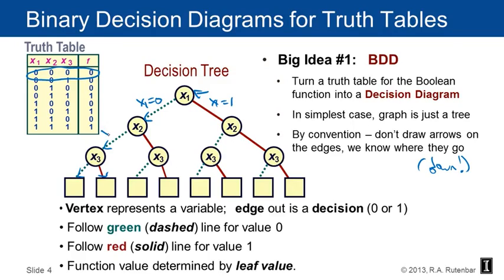Okay, well, if x2 is 0, now what? So, well, I need to know something else. Well, what if x3 is 0? Oh, well, actually, I know enough to tell you the value of this function. The value of this function is 0. That's just that row of the truth table.